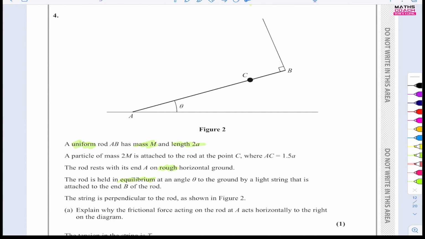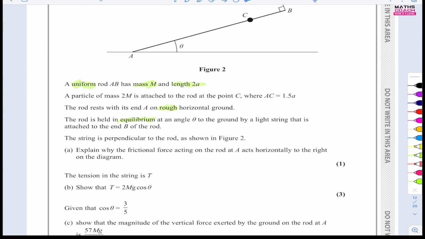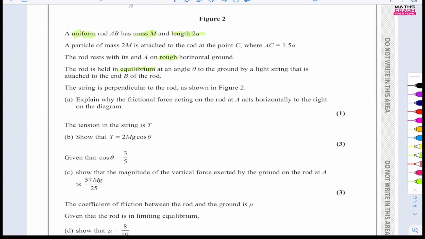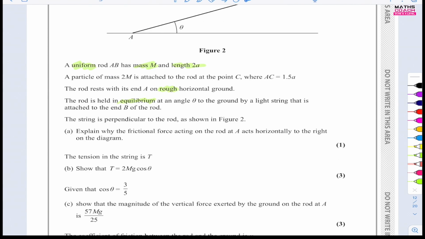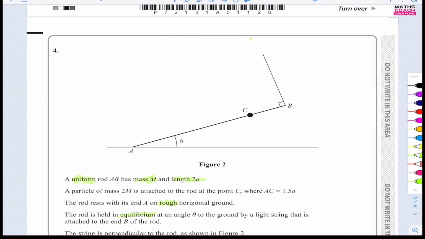That's question part 1. Right, anyway, so part 2, it says the tension in the string is T. Show that T is equal to 2mg cos theta. And then given that cos theta is equal to 3/5, show that the magnitude of the vertical force exerted by the ground on the rod at A is 57mg over 25. All right, let's go and tackle those together. Before we do that, guys, you need to annotate your diagram. Okay, make sure that your diagram is good.